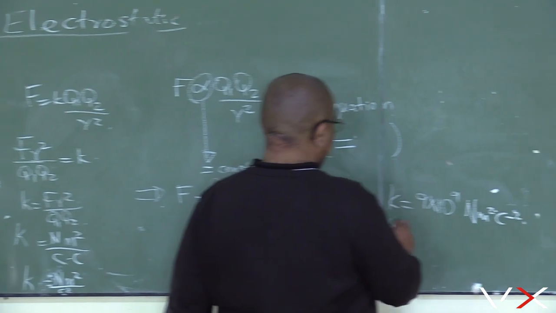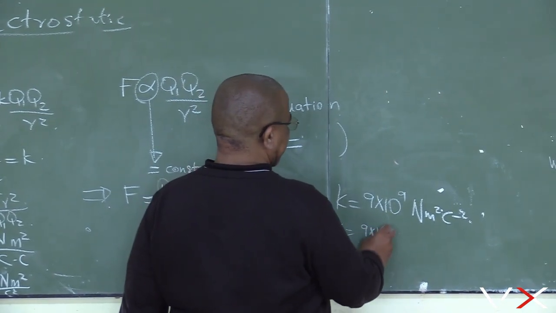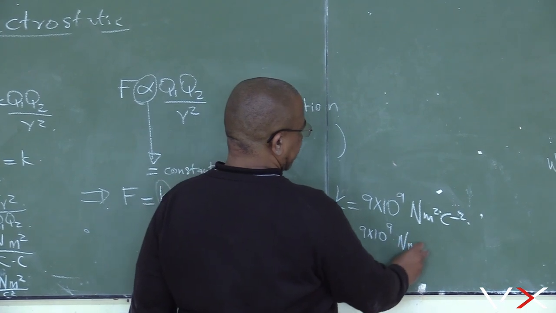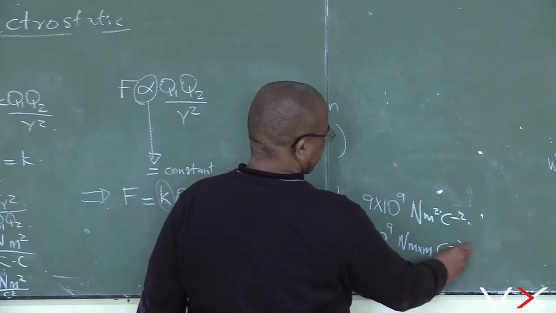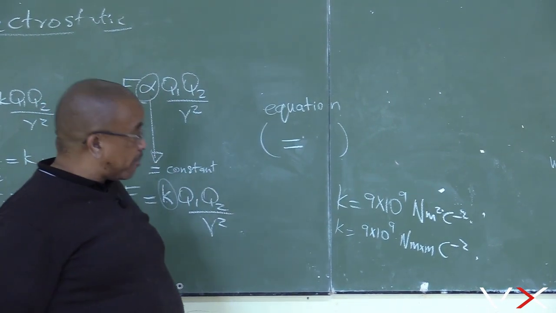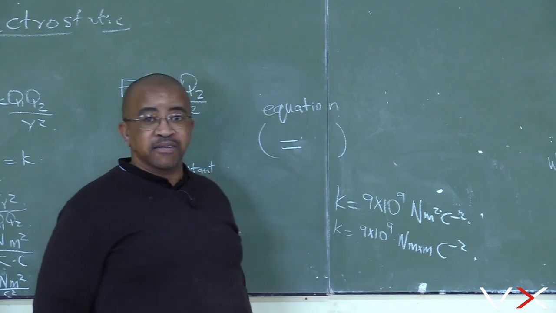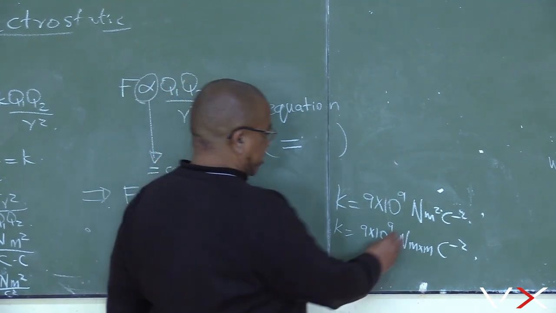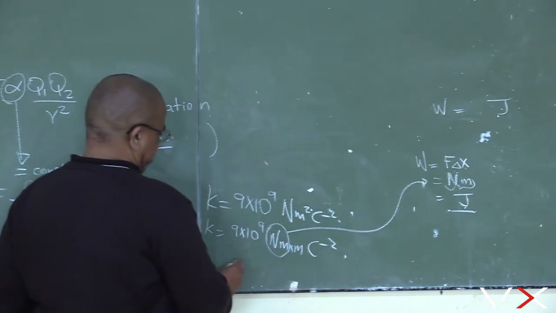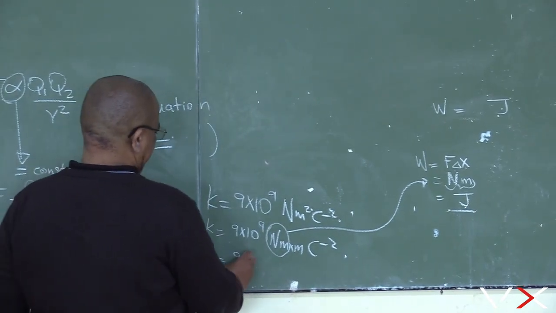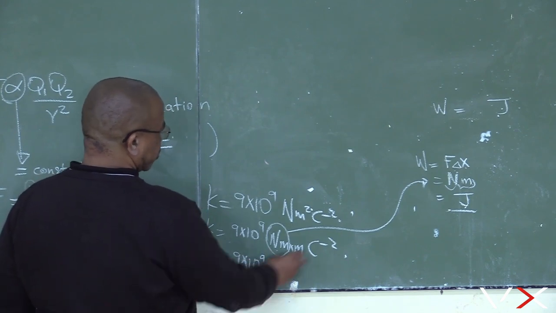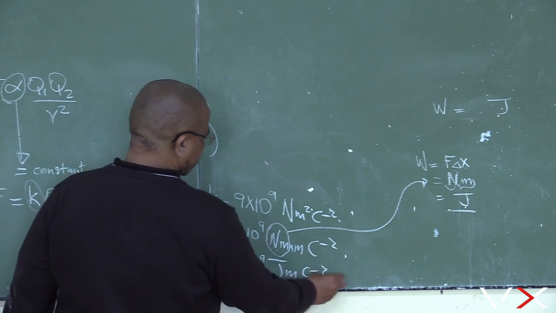Okay, 9 times 10 to the power 9. What is Newton meter squared? It is Newton meter times meter per Coulomb squared. Meter squared is meter times meter. Now what is Newton meter? K is 9 times 10 to the power 9. Newton meter is joules, so joule meter per Coulomb squared.